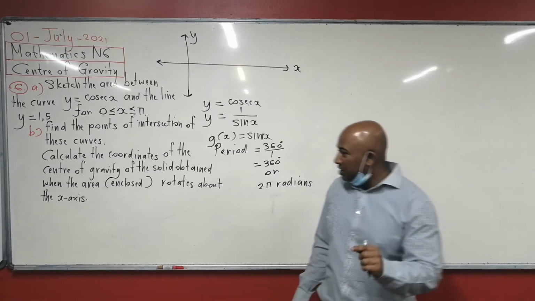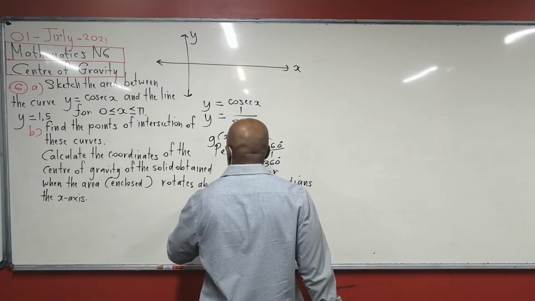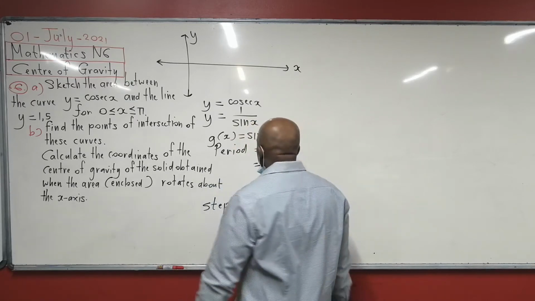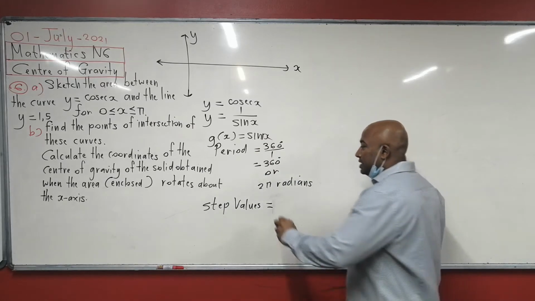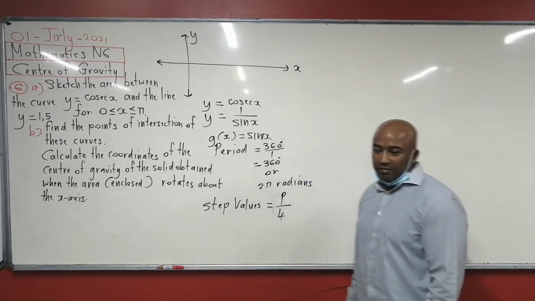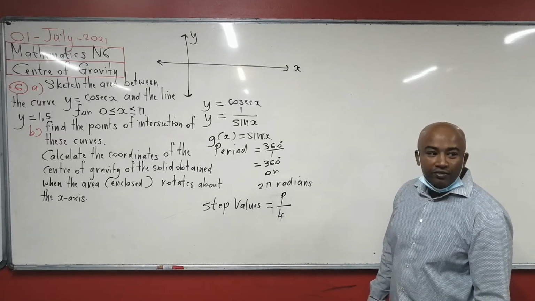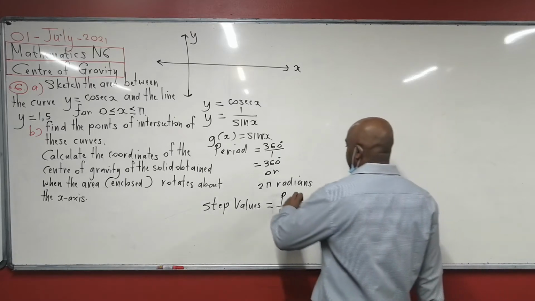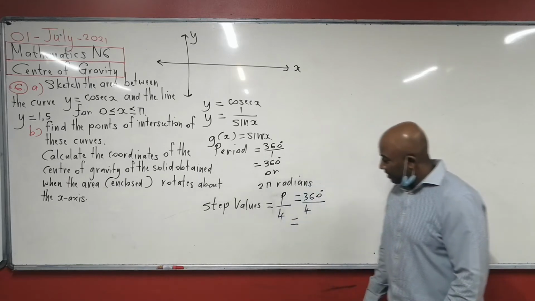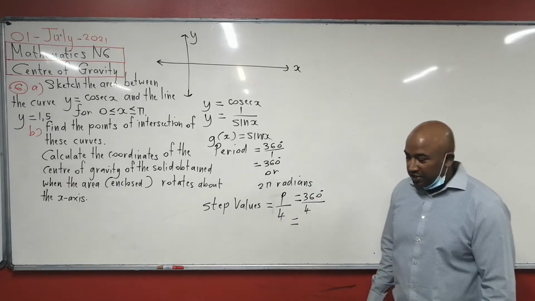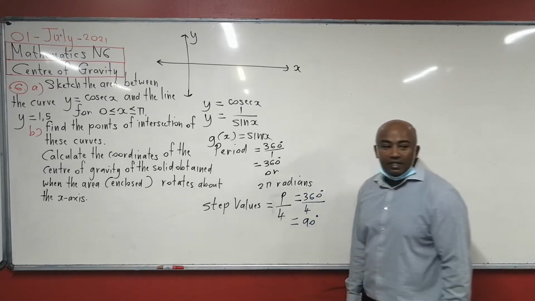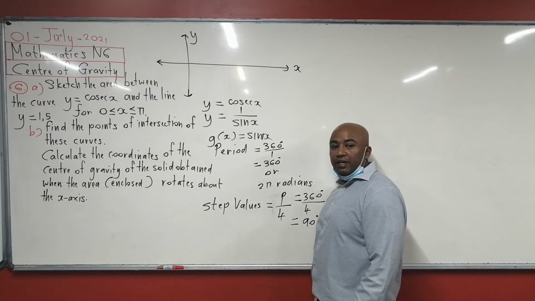Right, then you need to work out the step values. To work out your step value, you will take your period and divide it into 4. Minimum 4 points. It's like 4 quarters. So you take your 360 degrees, divide it by 4. You will always divide by 4 to get your step value. So 360 divided by 4 is 90 degrees. So what does that mean? It means that you are stepping every 90 degrees.